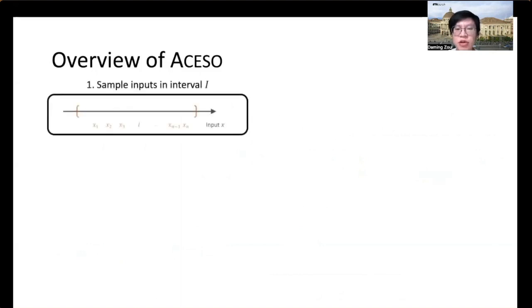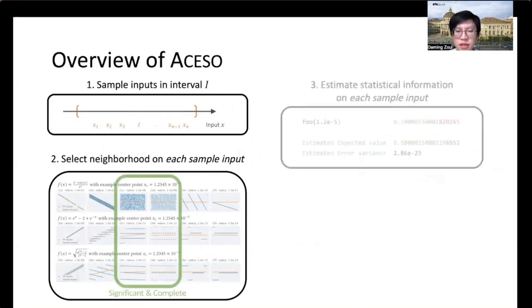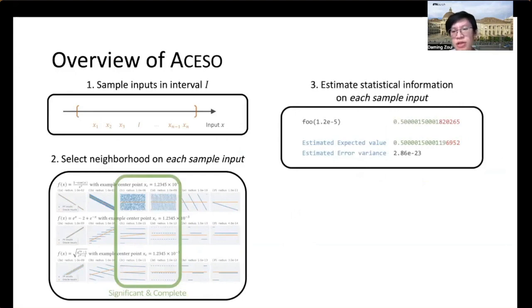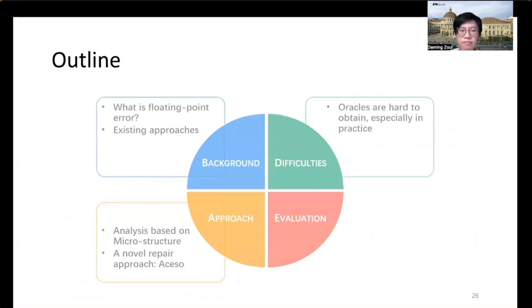So we review the entire process for SSO to repair a program. First, we sample inputs in the given erroneous interval I. Second, on each sample input, we use our formulated method to select a neighborhood where the microstructure is both significant and complete. Third, on each sample input, we estimate the statistical information y and variance under the selected neighborhood. And fourth, we generate and validate the patch based on all statistical information.